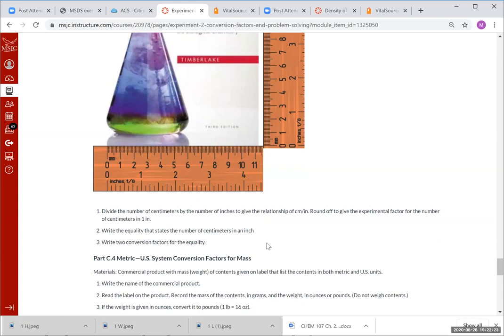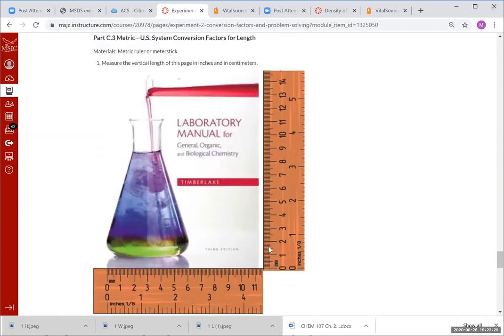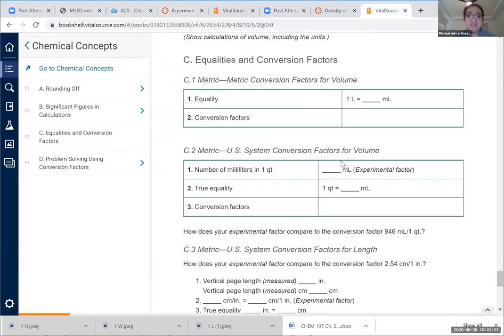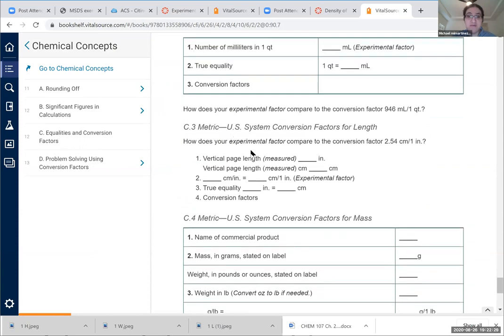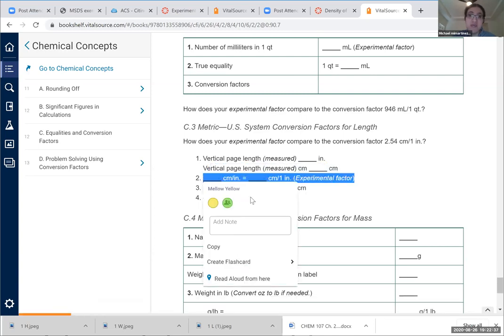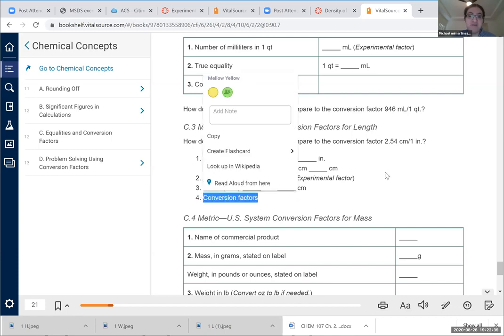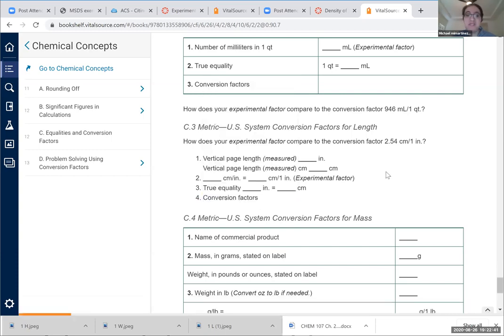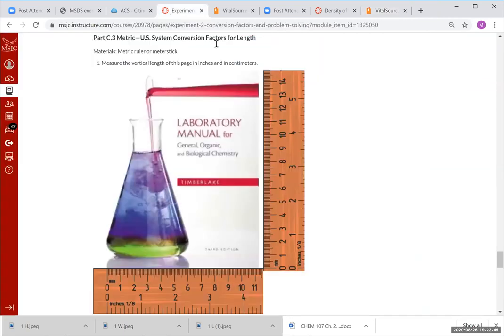So this is for the C4 part in the lab manual? C3. This is the length of the page in inches, the length of the page in centimeters, and then your ratio, and then your conversion factor. Does that make sense? And there's a picture in the Canvas because I'm looking at my lab manual right now.